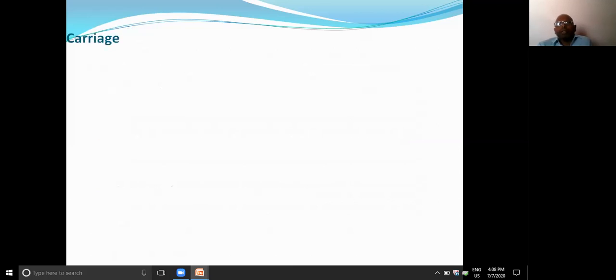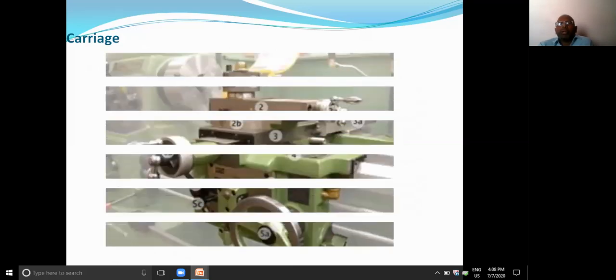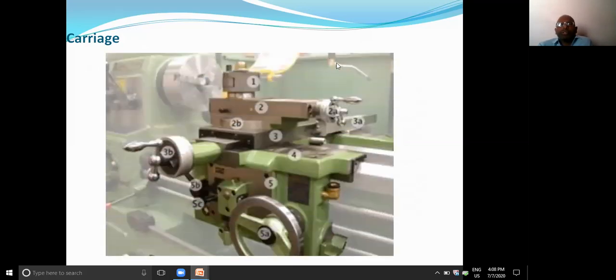After the tailstock, the next important part is the carriage. Already we discussed that the tailstock moves over the lathe bed within the inner guideways, whereas the carriage moves over the lathe bed along its entire length, but over the outer guideways only. Observe this total system; it is called the carriage. Why is it called the carriage? Because it carries the total cutting tool setup.